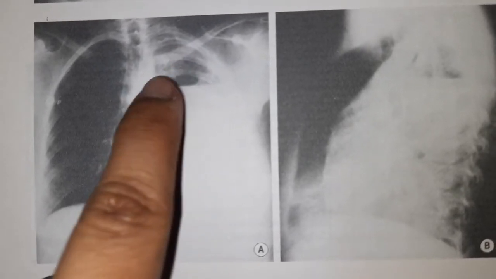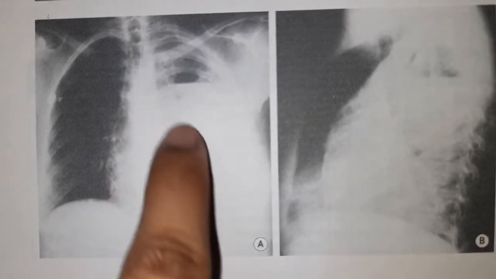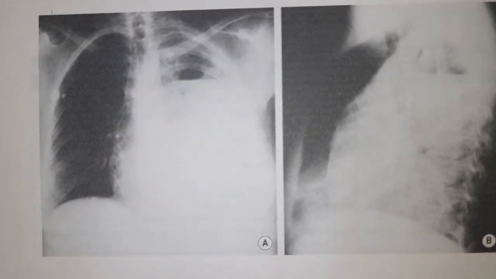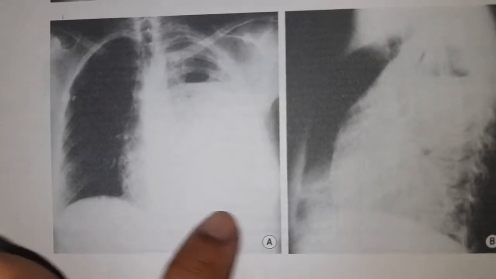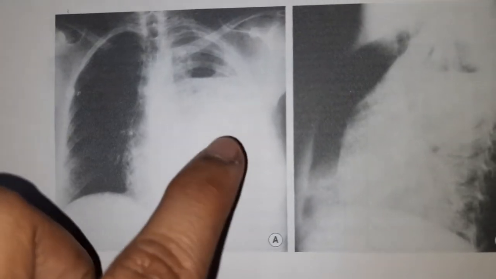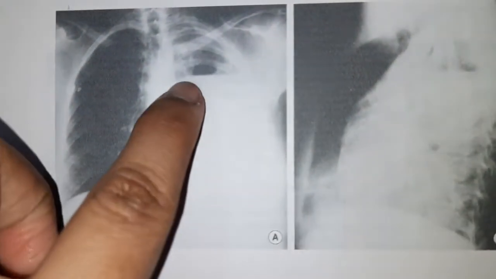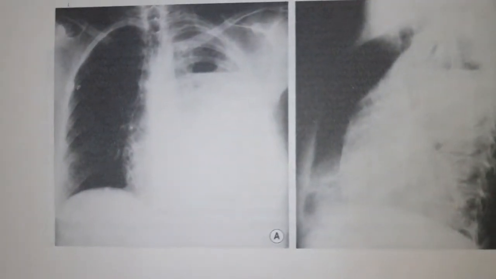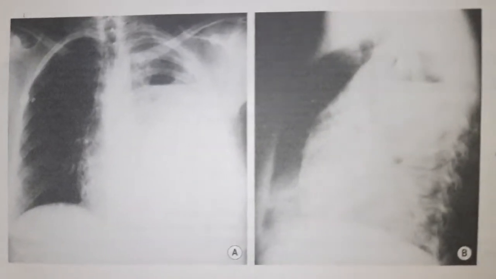Here there will be air. Because of the surface tension of air above and fluid below, you can see this straight line. When you see this straight line and there is some opacity here, definitely this opacity is pus or fluid, and above this level there is definitely at least a small amount of air. So this will represent pyopneumothorax.